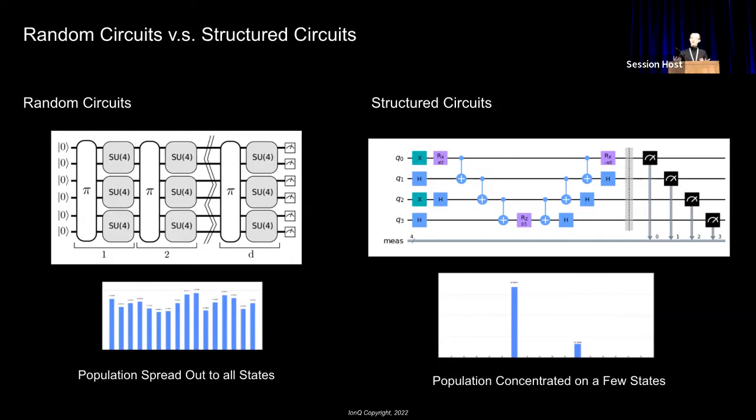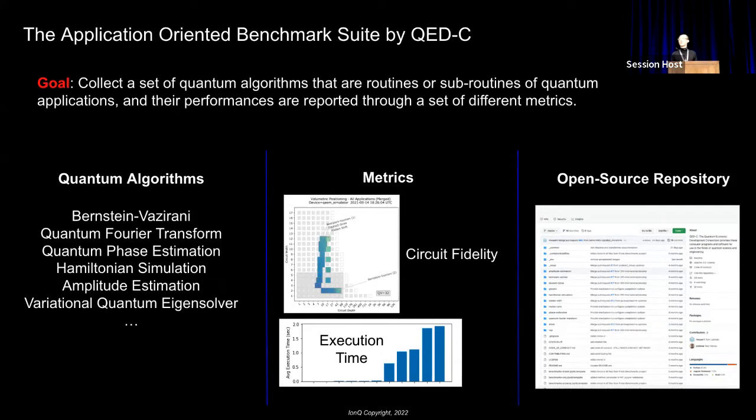And as an end user, I'm more interested in learning how well a quantum computer can perform on these structured circuits. So these two factors basically motivate us to develop this application-oriented benchmark algorithm or benchmark suite. The goal is to collect a set of quantum algorithms that are either routines or subroutines of quantum applications, and then measure their performance through a set of different metrics and report these metrics.